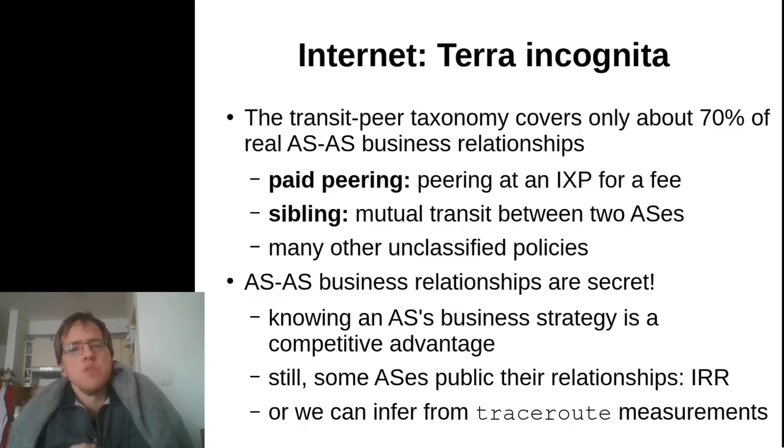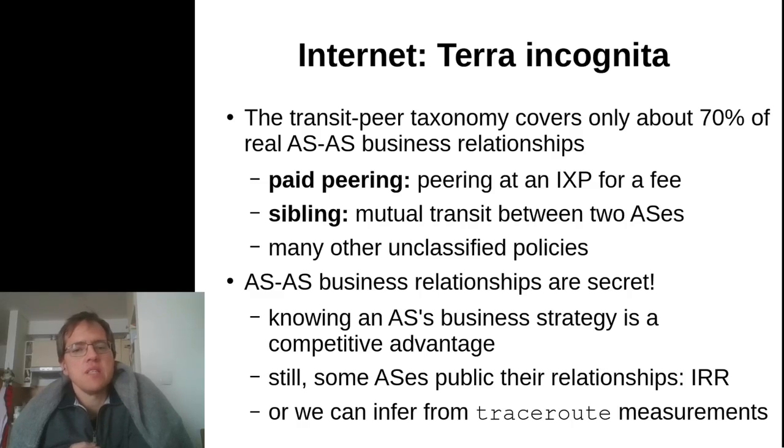A sibling AS is a mutual transit between two ASs. This is usually the type of relationship that exists between two ASs operated by a single administrative entity. And there are, of course, lots of unclassified policies. We don't know the policies. Most of the time, ASs do not publish their business relationships, because this is a well-held business secret. Therefore there are lots of possible types of business relationships between ASs that we do not even know about. Business relationships are a secret, because knowing an AS's business strategy is a competitive advantage for other ASs.